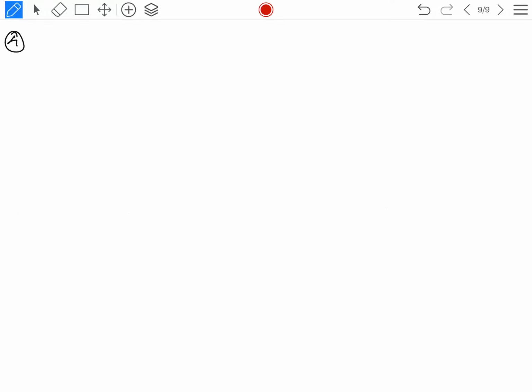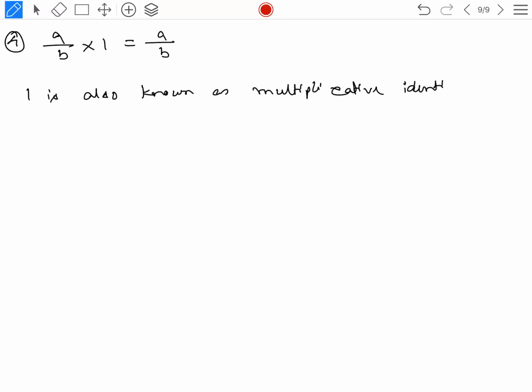Then coming to the fourth property, it is known as property of 1. A rational number multiplied by 1 gives the same rational number. So you will write: 1 is also known as the multiplicative identity of rational numbers. Why? Because multiplying 1 into any rational number, we get the same rational number.